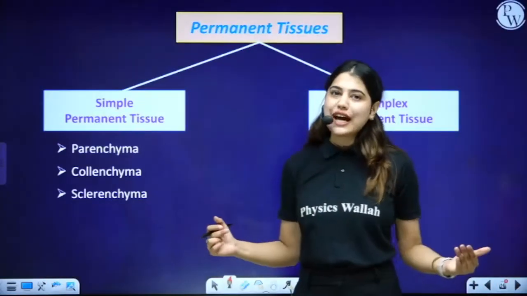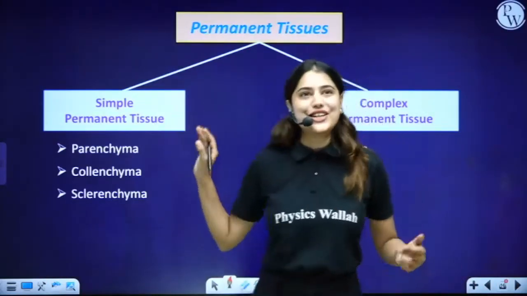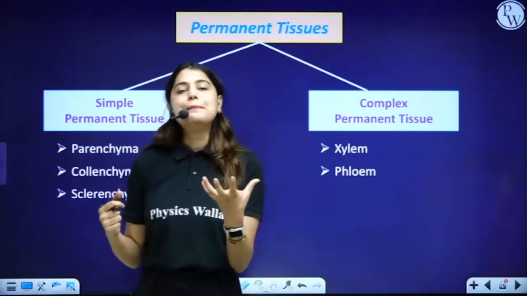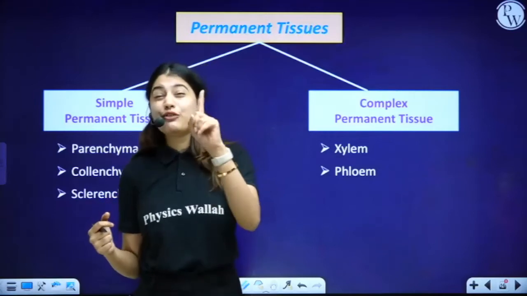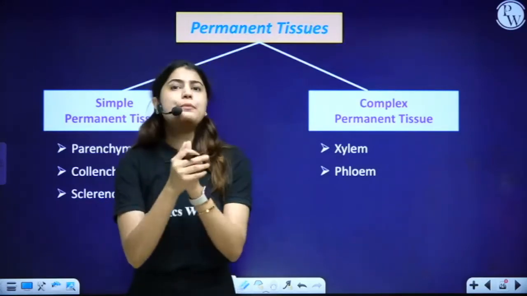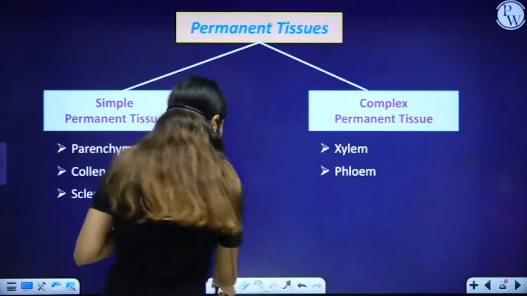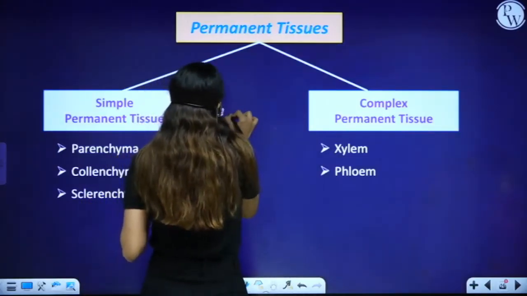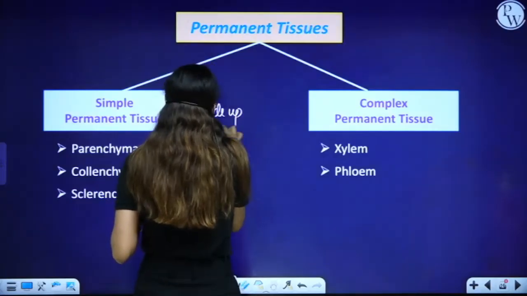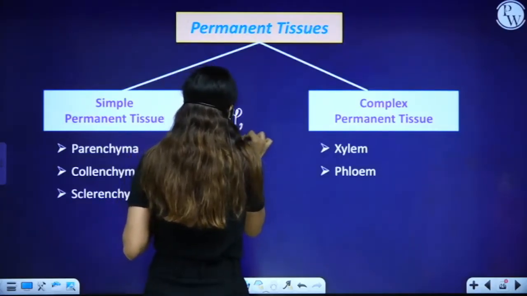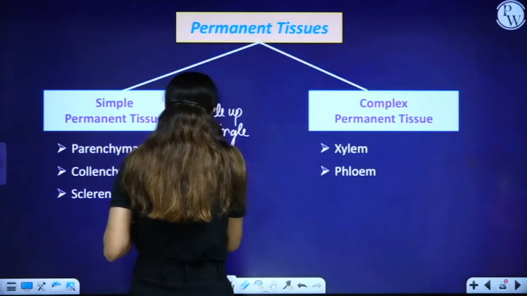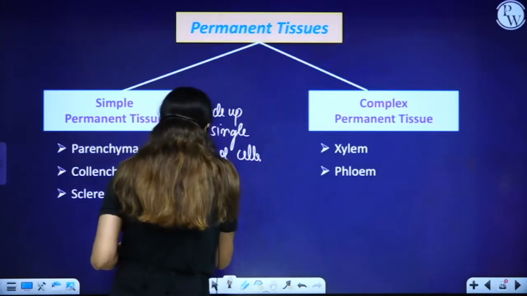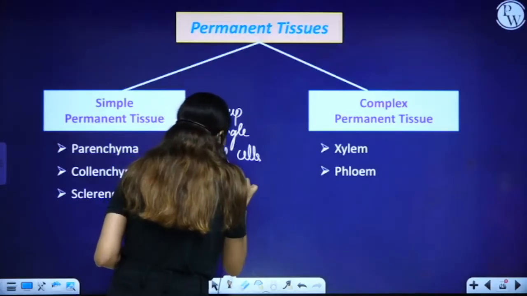Now, we'll start with the permanent tissue and its types. So, there are two types of permanent tissue: simple permanent tissue and complex permanent tissue. What is the difference between the two? The simple permanent tissues are the ones which are made up of only one type of cell which perform similar functions, right? So they are made up of a single type of cell which perform similar function.